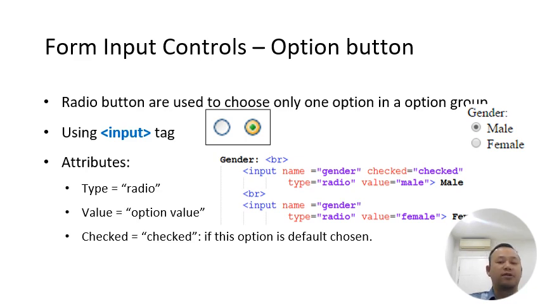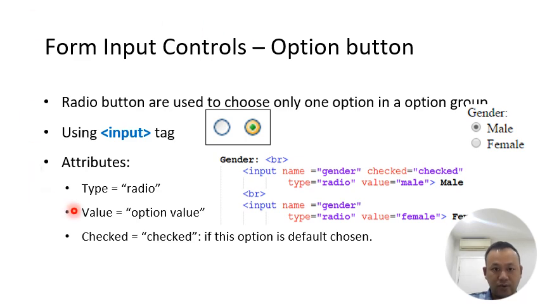An option button, also known as a radio button, allows users to select one option from a list of choices. That means we can only select one. Option buttons are also supported in HTML. We choose only one option among many options. For example, in a gender group, we choose only one: male or female.